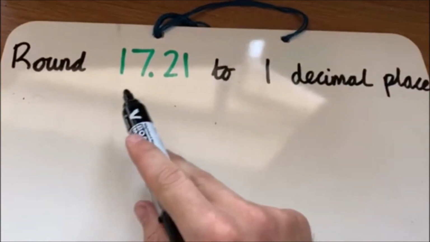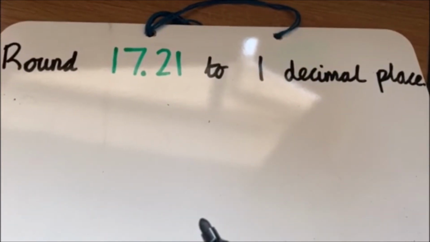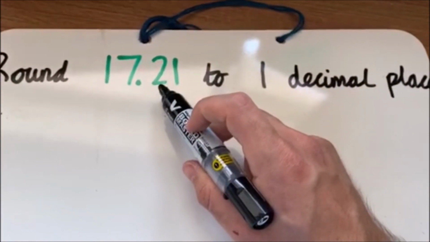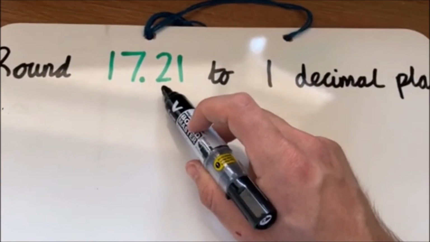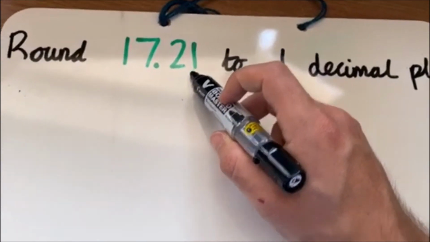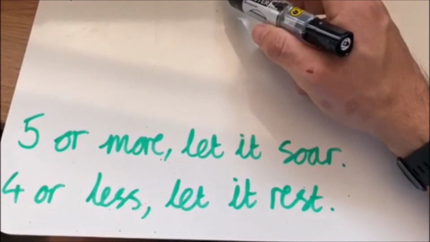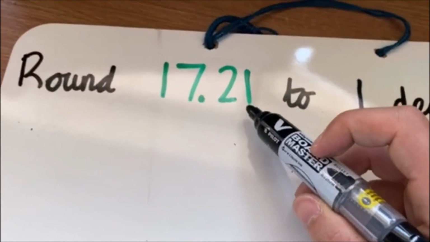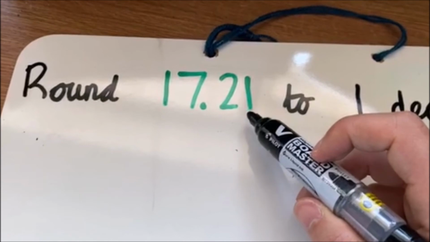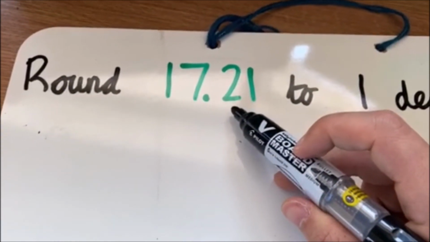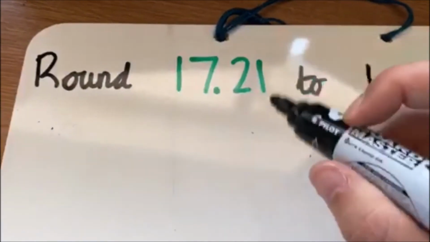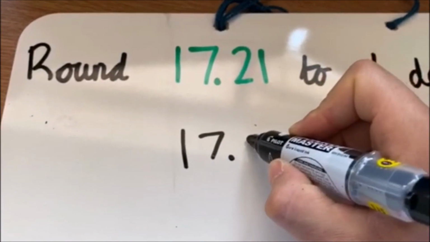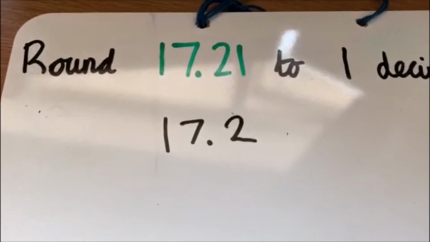You'll also have some questions that are tricky to round to 1 decimal place. So again, we look at the column it's asking us to round, so the first decimal place, the tenths column, then we look next door. Then again, we just do the simple rhyme: 5 or more, let it soar; 4 or less, let it rest. We know 1 comes under the 4 or less, let it rest. So we're letting the tenths column, the 2 tenths, rest. So 17.21 rounded to 1 decimal place would be 17.2.